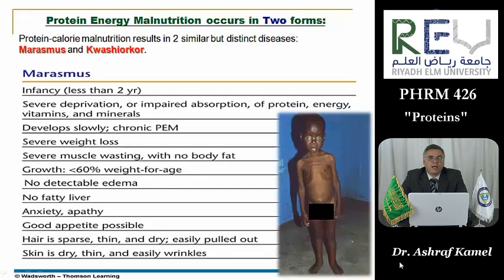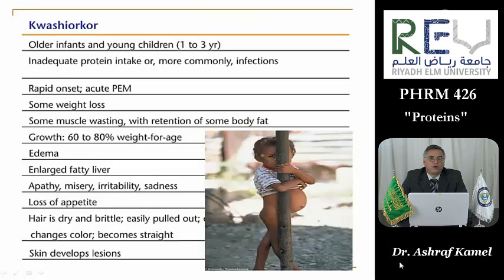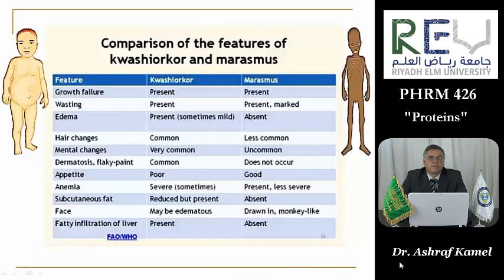Protein energy malnutrition occurs in two forms. Protein calorie malnutrition results in two similar but distinct diseases. The first one is marasmus, and the second one is kwashiorkor. Both of them are due to protein deficiency. The major differentiating factor between marasmus and kwashiorkor is edema. In marasmus, there is no detectable edema, while in kwashiorkor there is edema.